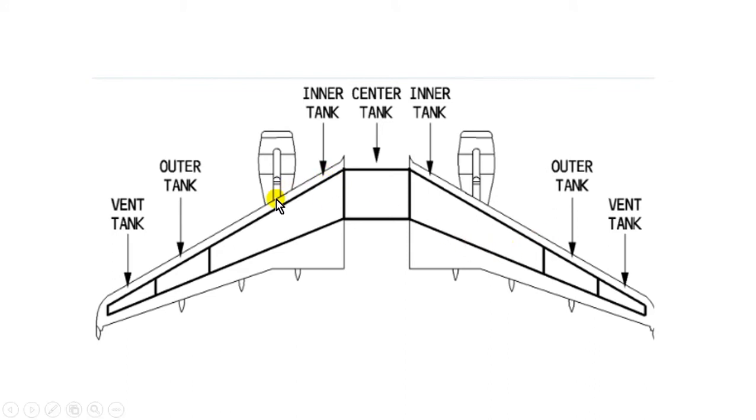This is the left wing, and this is the right wing. Here, 3 tanks: the vent tanks, the outer tanks, the inner tanks here. Okay, this is the center tank in the body of the fuselage. The same thing. This is the inner, and this is the outer tank, and this is the vent tank.